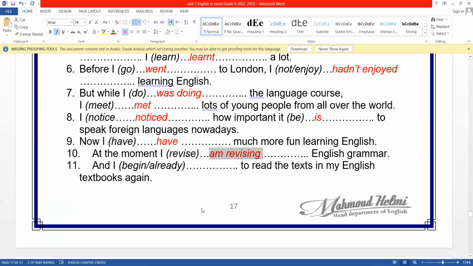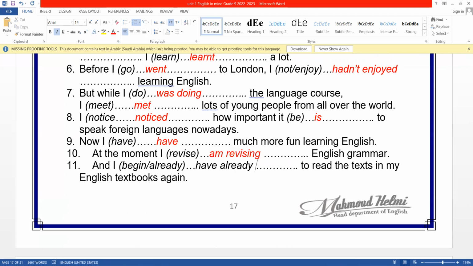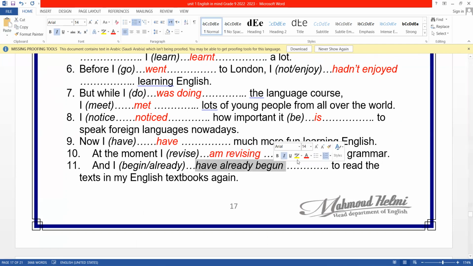Number 11, I have already begun to read the text. Have already begun. Already is one of the keywords of the present perfect, of course.